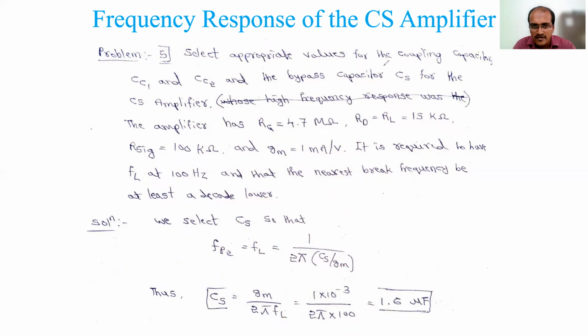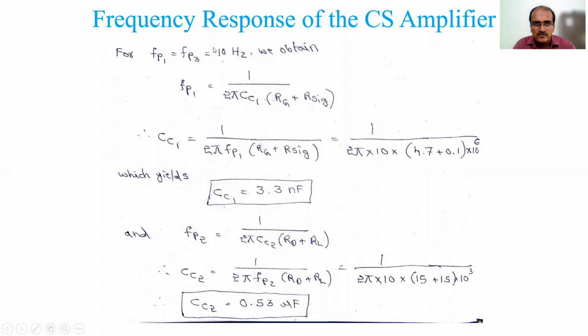In a similar way, we have to choose the FE1 and FE3 values, and calculate CC1 and CC2. They said 10 times lower, right? 100 hertz divided by 10 means how much? 10 hertz, right? So that's why I will choose FE1 and FE3 values as 10 hertz. FE1 is equal to 1/(2π CC1 (RG plus R signal)). This is the formula for FE1 we have seen yesterday. Here again we have to replace: in the CC1 place I put FE1, and in the FE1 place I put CC1, because I need to calculate this value. This is the formula now modified.